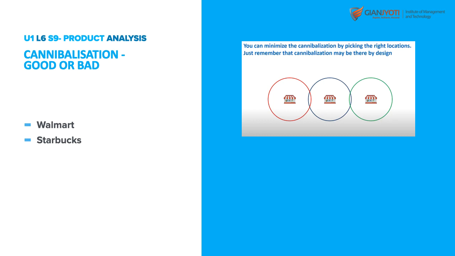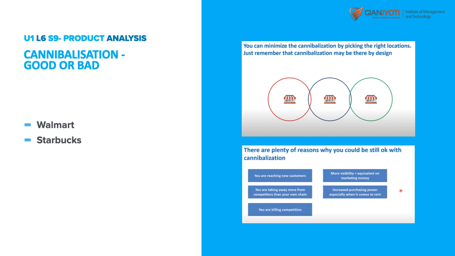So what they try to do, they do it by design, but if you see the overlap, they try to reduce it as much as they can. But there is no space for competitors, so they try to eat their share by doing the cannibalization.